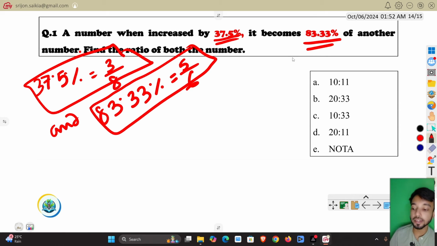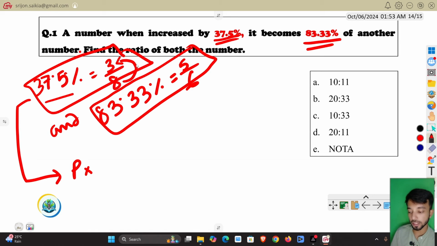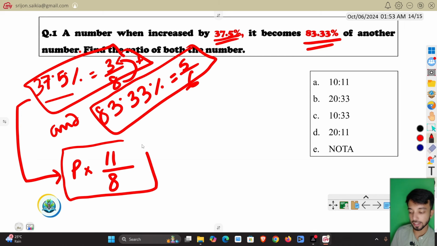Now, a number is increased by 37.5%, so we have the fractional value here. Let the number be p. Increased by 37.5% means denominator plus numerator, that is 8 plus 3. How much will we get? 11. So 11 divided by 8. Is this clear? We are getting this for the statement when it is increased by 37.5%. Till here we got 11 by 8. Then it becomes 83.33% of another number.